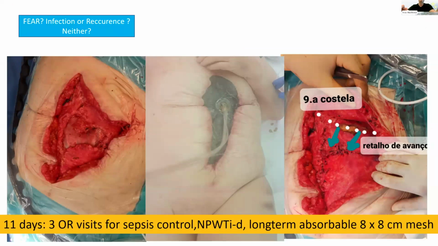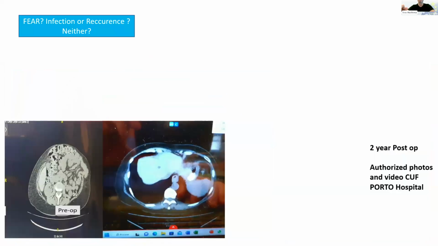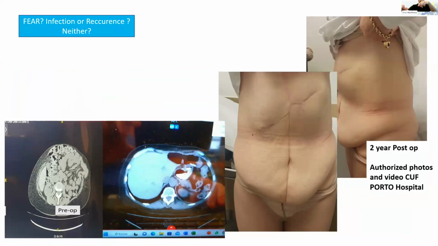So the patient actually had total destruction of the fascia, and we controlled that, and then got the mesh covered with a flap and negative wound pressure therapy and installation. Again, another long-term absorbable mesh, 8x8, was able to take care of this, and the patient is actually now 3 years, not 2 years. This is an old slide. 3 years down and no recurrence.